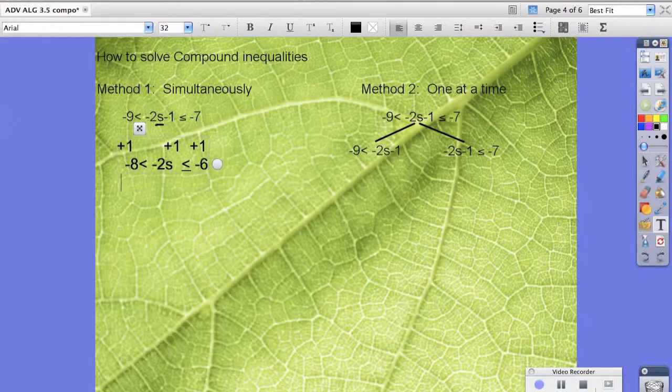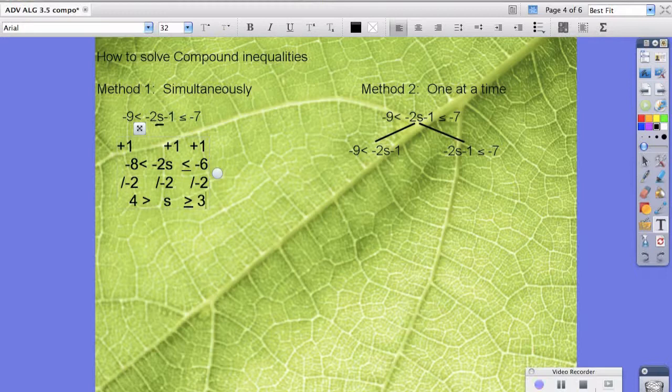Now, in order for us to further isolate the s, we need to get rid of the -2. The way we do that is by dividing by -2 to all sides. That gives us -8 divided by -2 is 4. And don't forget, because we divided by a negative, we have to flip the inequality. So -2s divided by -2 is just s. And again, because we divided by a negative, this less than or equal to has to flip, and that would give us 3.